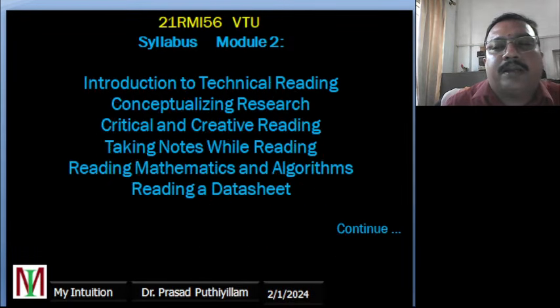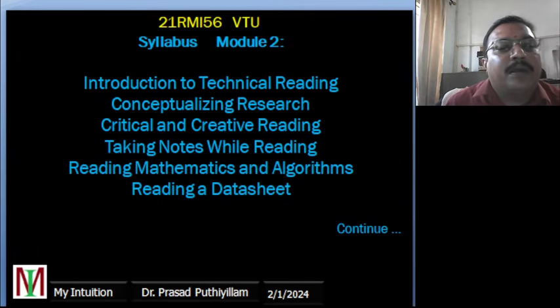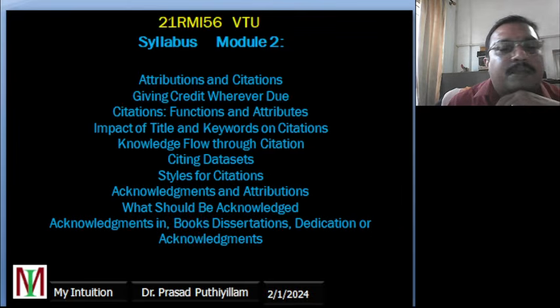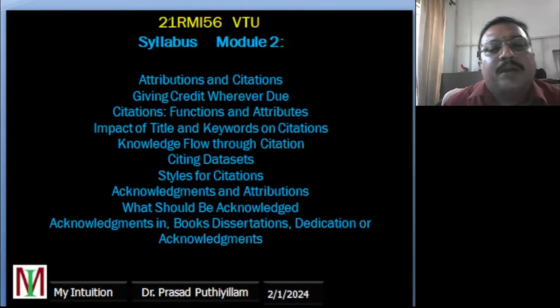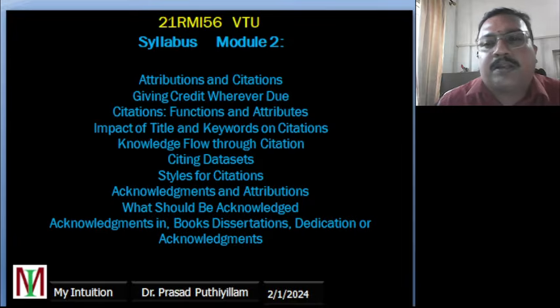The introduction to technical reading: this section's significance is critical and creative thinking, understanding the complex technical content that it covers. Then attribution and citations are ethical practices. Giving credit and getting credit all come under ethical practice, and how to get visibility, how others will cite our work, what we need to do for that, how our research work can become more visible to others, that also comes under this particular module.